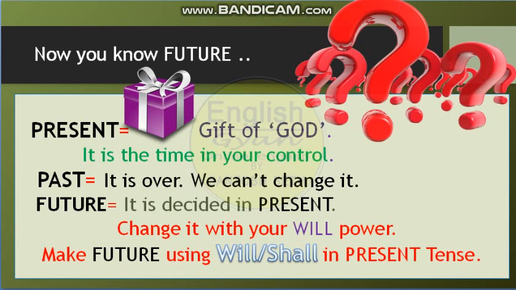Up to now, we have learned that present is in our hand, it is a gift of God. Past is over, we cannot change it. Future is decided in present, and that is done by will. So that's why, in present tense, when we use will or shall, it becomes future.